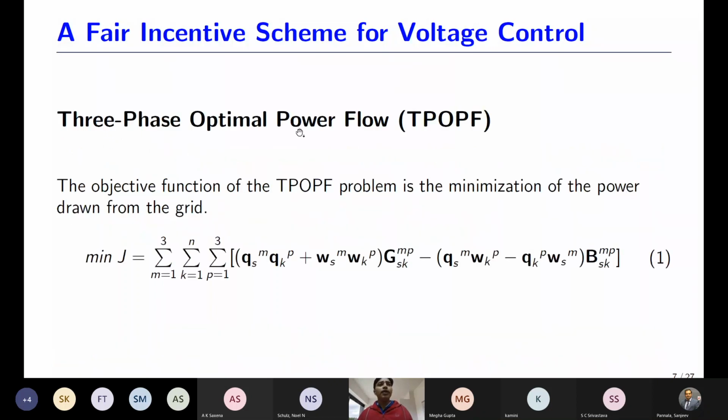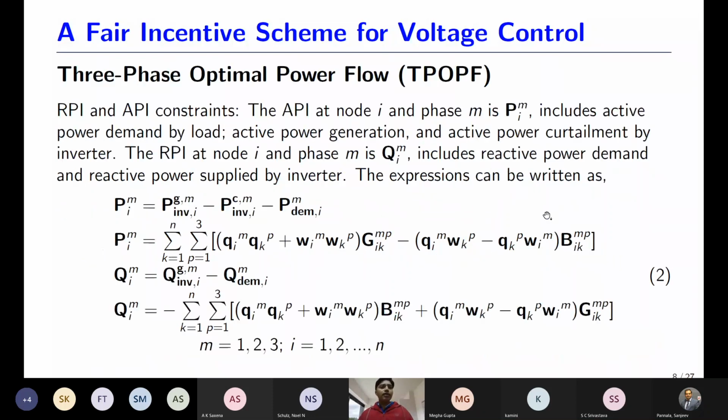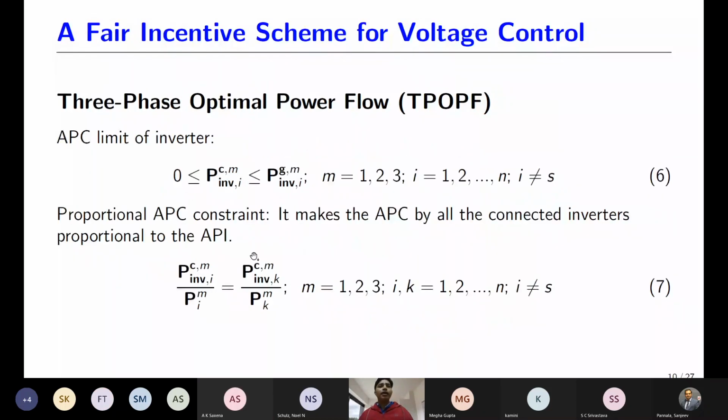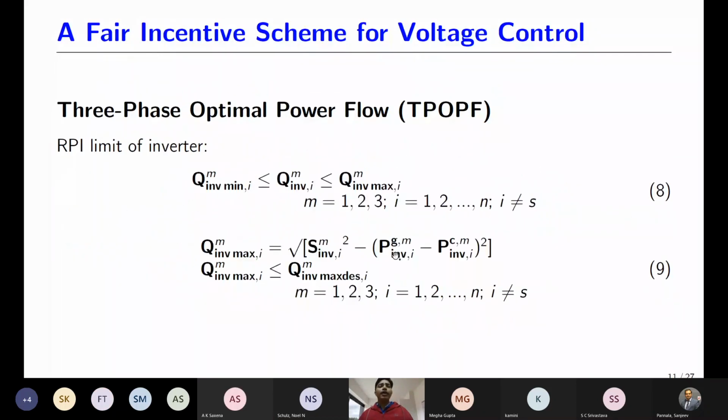To do the analysis, I have modeled a three-phase optimal power flow in rectangular coordinates, and it is solved by the interior point method. These are the constraints. This is the P injection and Q injection at the nodes, and this is the power flow limit, voltage constraints, active power curtailment limit, proportional active power curtailment limit, and this is the reactive power capability limit of the inverter.